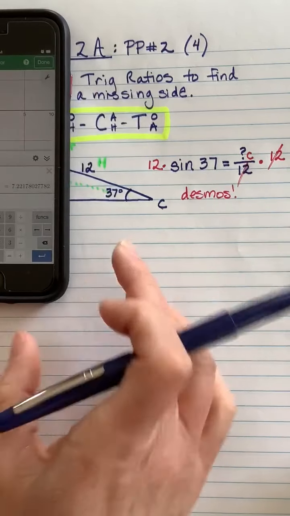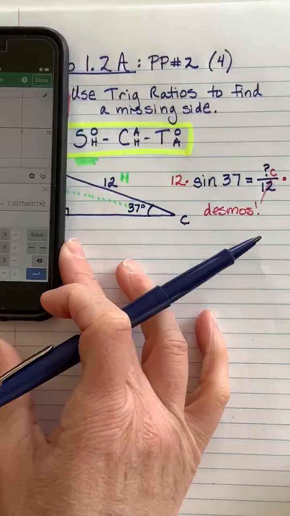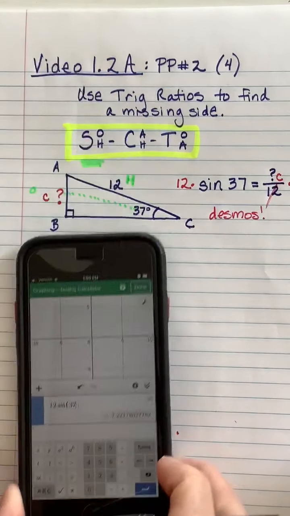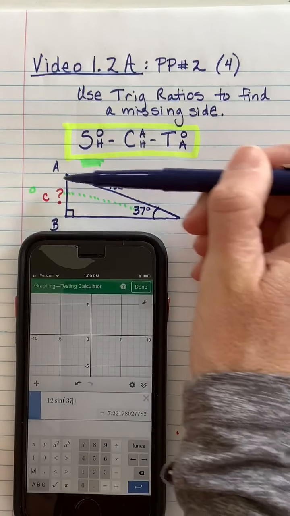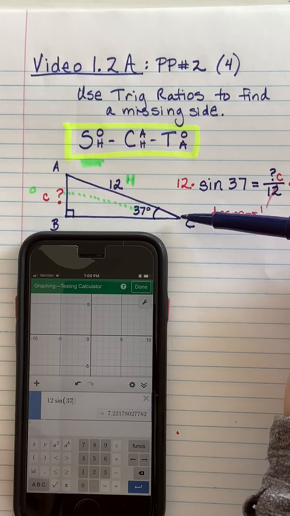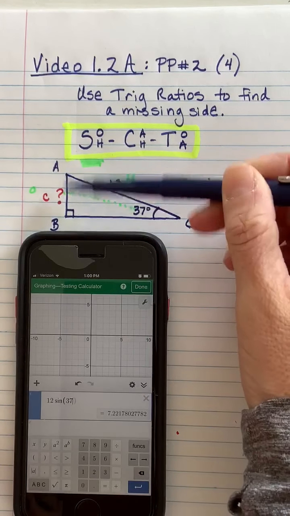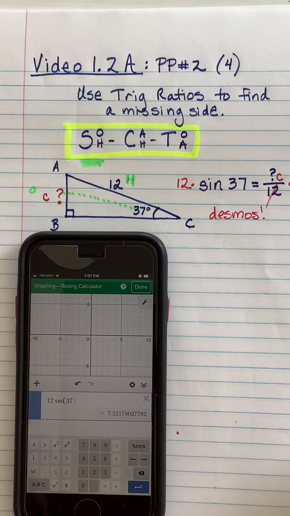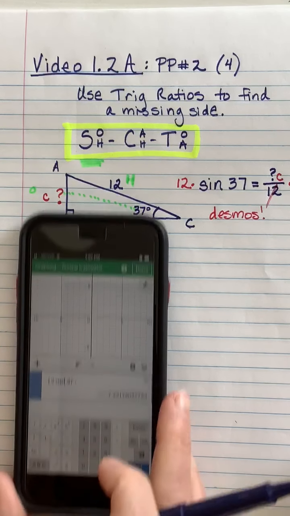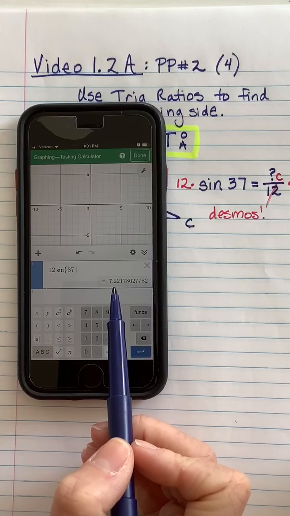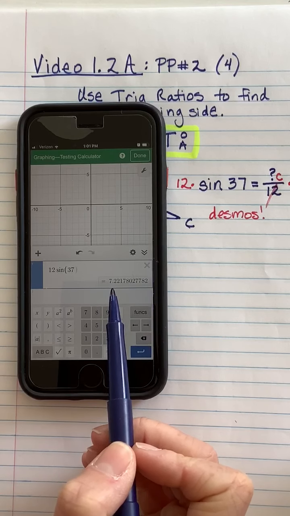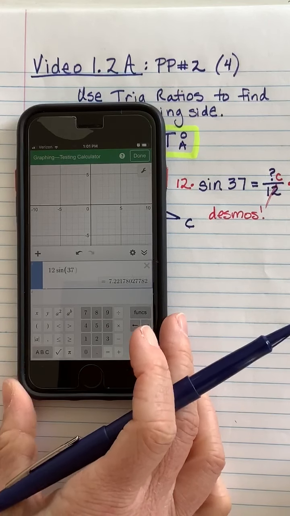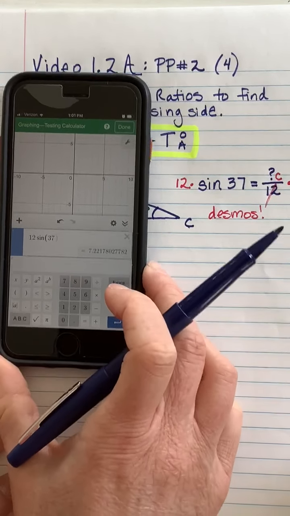Now wait, before I do anything, I'm going to look back at my triangle. If I'm looking at this triangle and the long hypotenuse side is 12, does it make sense that this little guy could be 7.22? Yeah, of course it does. Now, if I got something like 0.04, you're probably in the wrong mode or you did something wrong. So remember, you always have to make sense of what's going on.